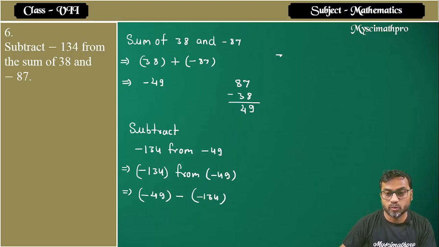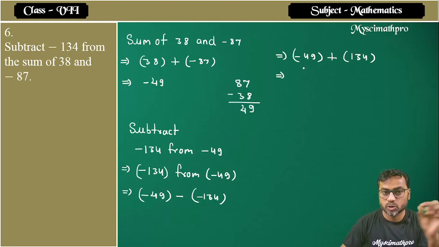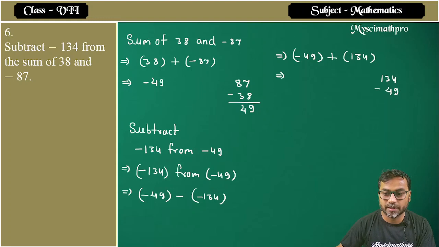So according to method, we write minus 49 as it is. In the place of minus sign, we put the plus, and we have to write the additive inverse of minus 134, which will be 134. Now student, here minus 49 is negative integer, 134 is positive integer. So according to rule number 2 of addition of integer, we subtract the value. So let's subtract. So 134 minus 49.